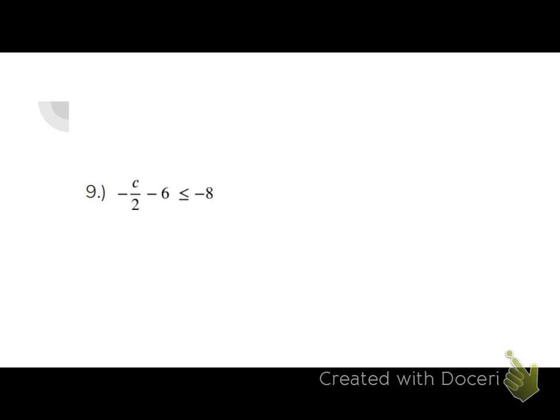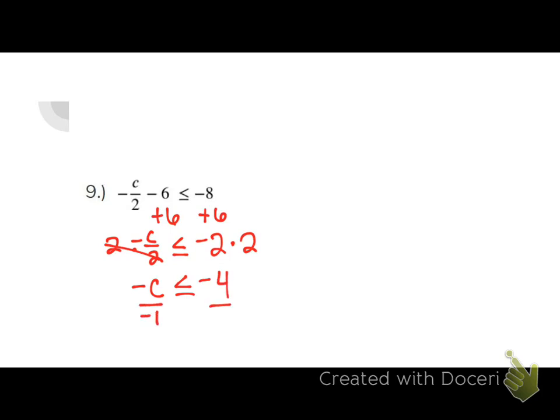Add 6 on both sides. That gives me negative c over 2 is less than or equal to -2. Next up, multiply by 2. When I do that, the 2's cancel, but what do I still have on the left side? A negative c. Do I flip my symbol? No, we multiplied by a positive. We don't flip it. Divided by negative 1. Good. You flip your sign.